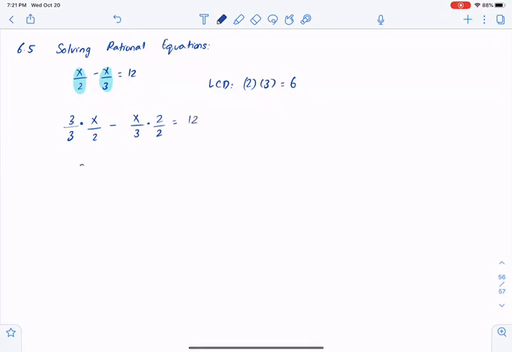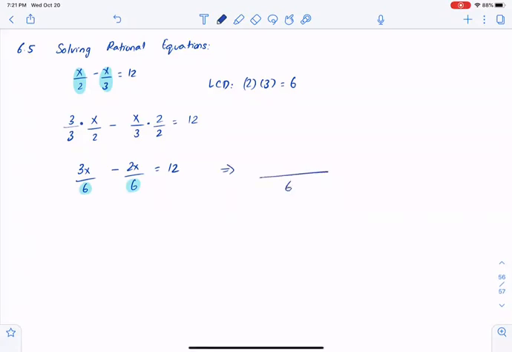Now, 3 times x is 3x divided by 6. 2 times x is 2x. We'll have divided by 6 equal to 12. Now you can see that we have a common denominator. So the common denominator is 6.